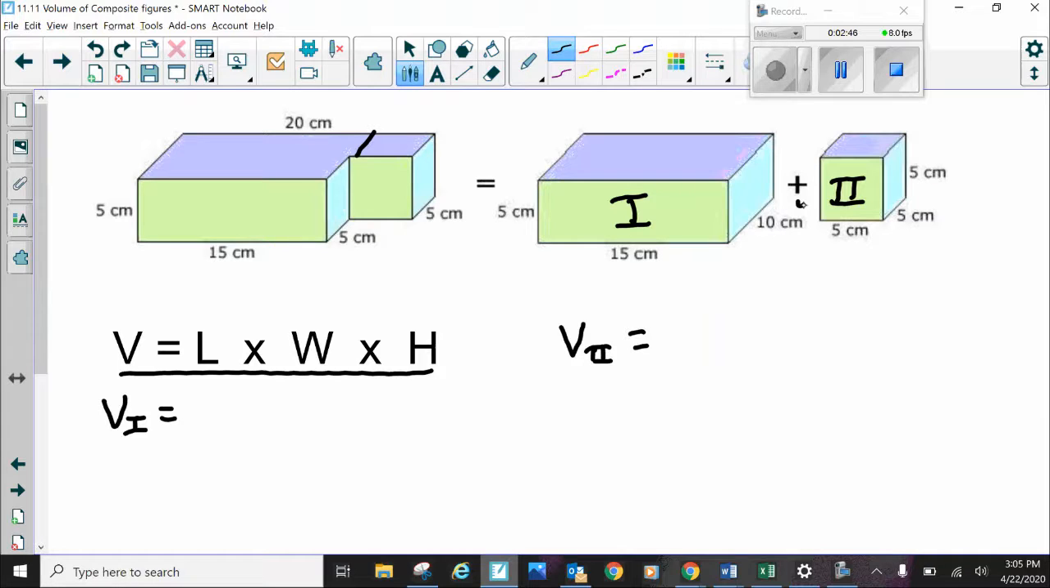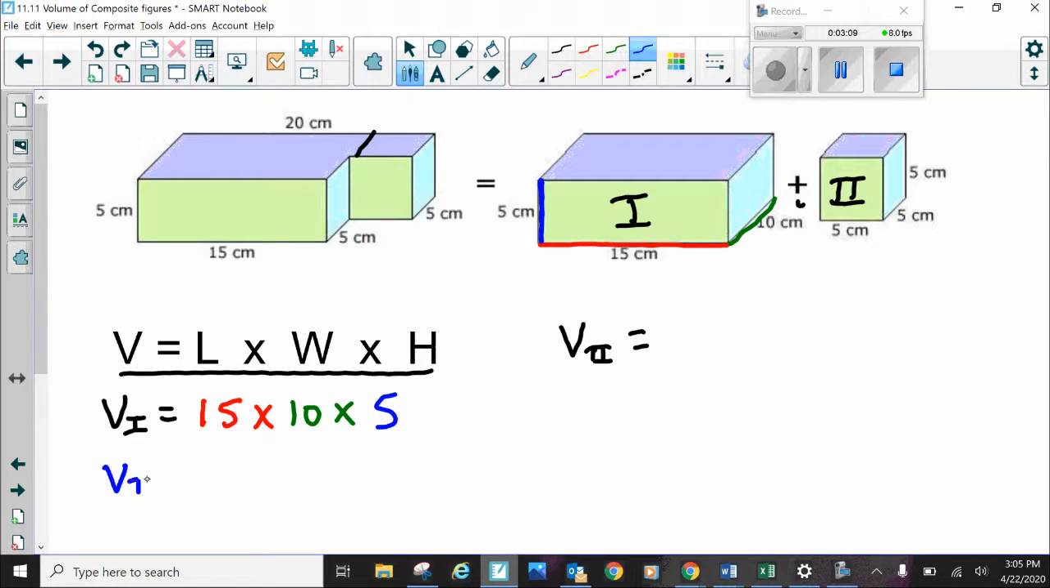I need something in the left to right dimension, called our length, and that's 15. I need something on that diagonal, which is our width, and that is 10. And then I need something that goes up and down, our vertical, that's our height. This is the height of that figure, which is 5. And I now have my three dimensions.